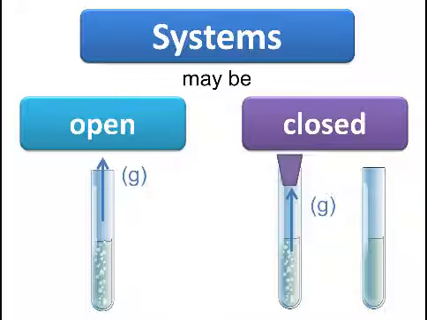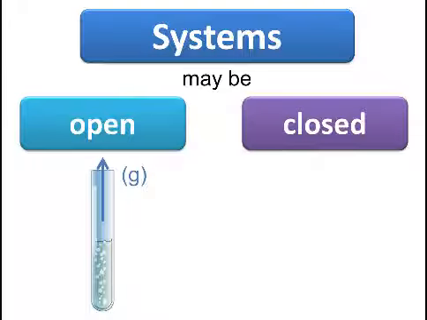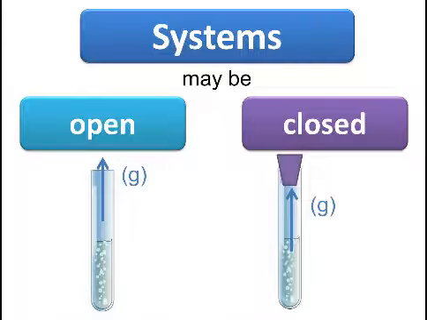Let's look at the example shown here. A gas is produced. It is one of the products. If the test tube is open, that gas can escape. There can be interaction between the system and the surroundings. So this would be an open system. If we wanted to make this a closed system, we would need to put a stopper to seal the mouth of the test tube. Then the gas would be unable to escape. Then this would be a closed system.